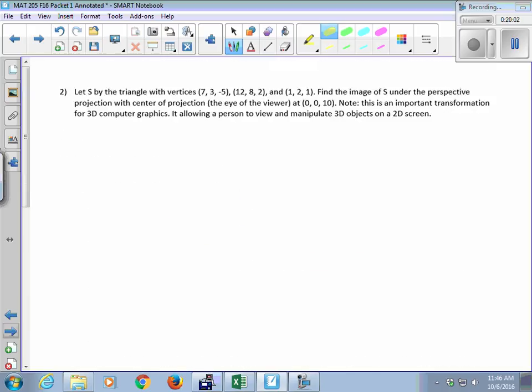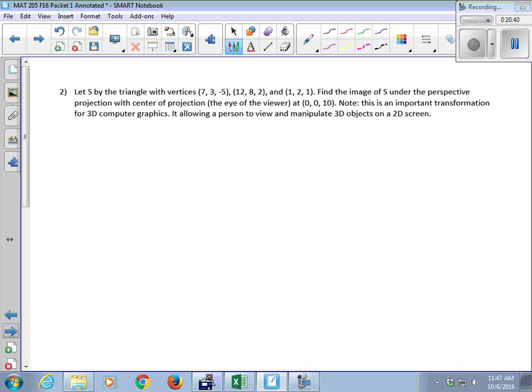All right, so let's do our second example here. I just have a triangle, sort of the simplest picture possible. It's a triangle in 3D space, right? And I want to find its image under the perspective projection, where the eye of the viewer is at 0, 0, 10. So I'm at 0, 0, 10. There's this triangle in 3D space, and I want to project it into 2D space.